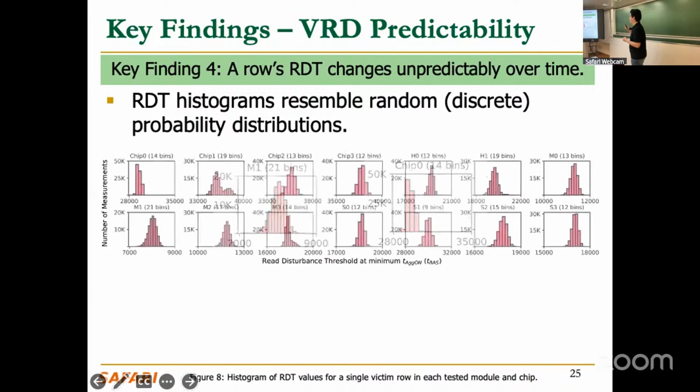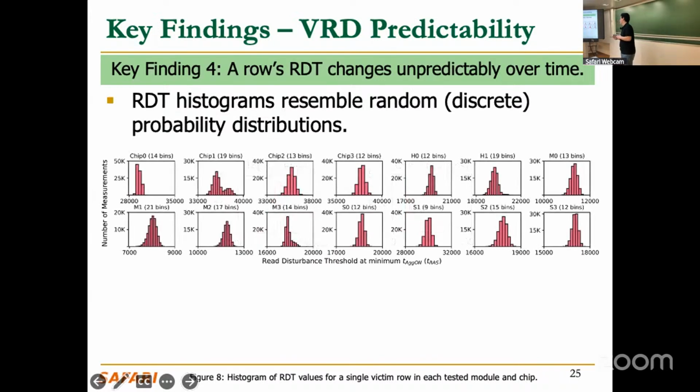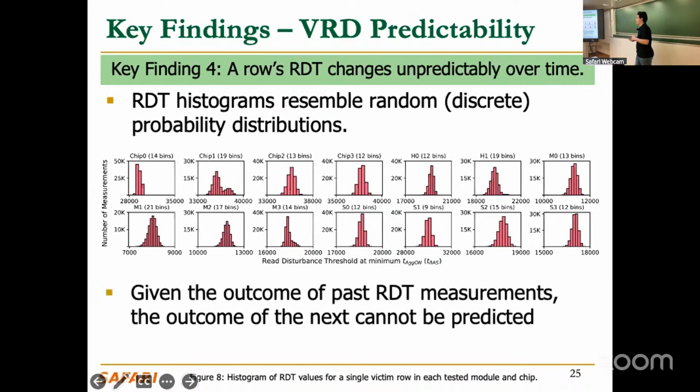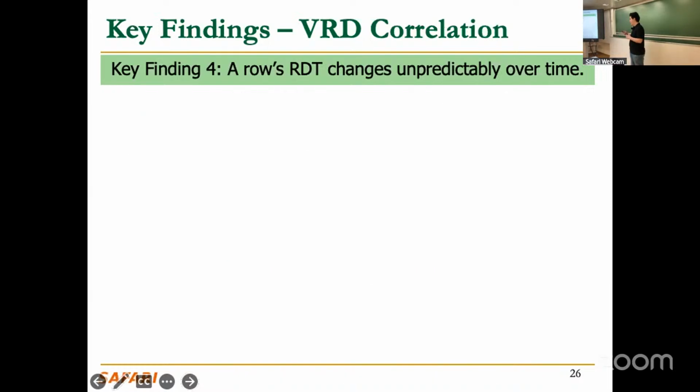And if we look at the big picture for all 14 chips, we can come to the realization that all of these resemble some kind of random probability distributions. And this means at the end that given the outcome of the past measurements, the outcome of the next one likely cannot be predicted.